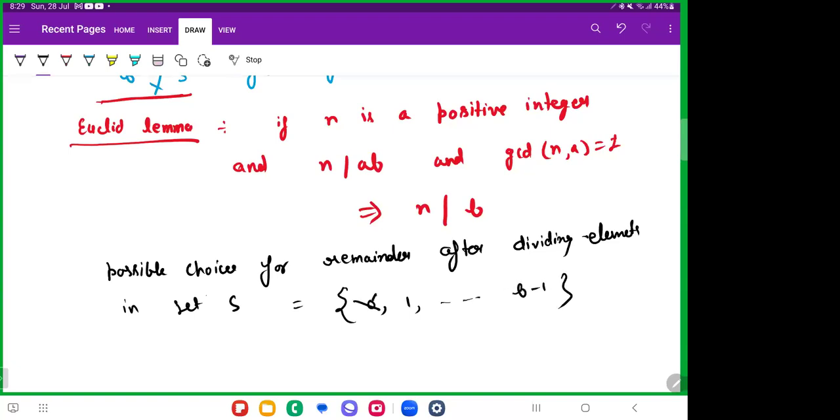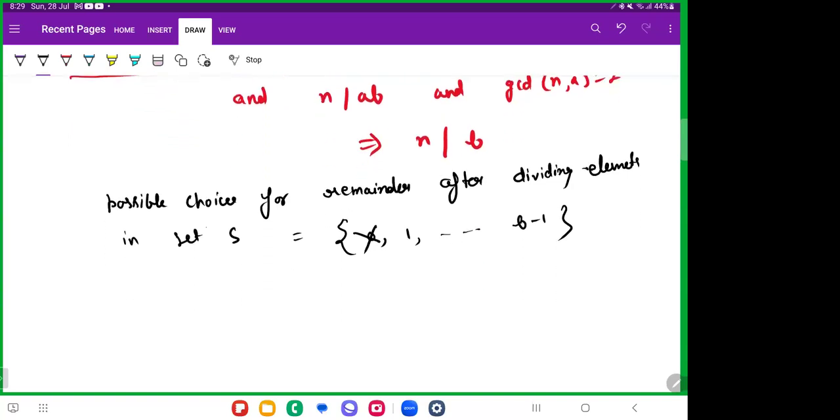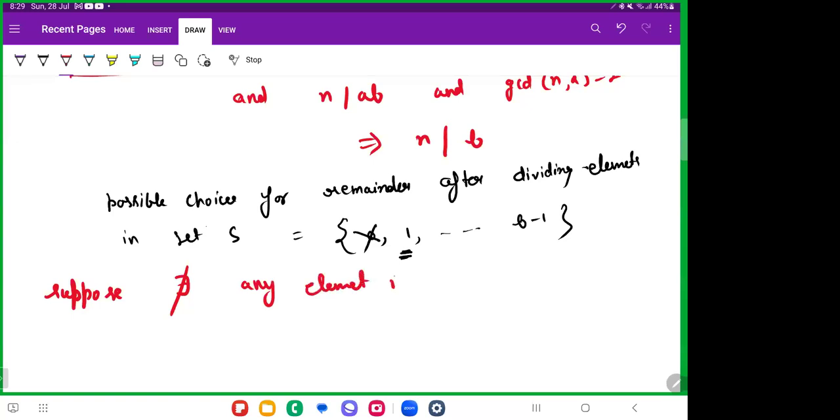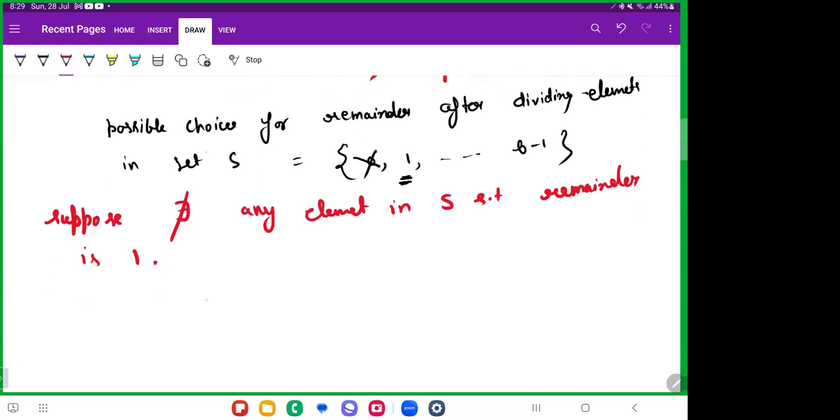But this choice of 0 we already discarded, right? This cannot be possible. Now I am saying that I need one number such that the remainder is 1. Yes, I need one. So suppose this does not hold. Suppose there does not exist any element in S such that remainder is 1.